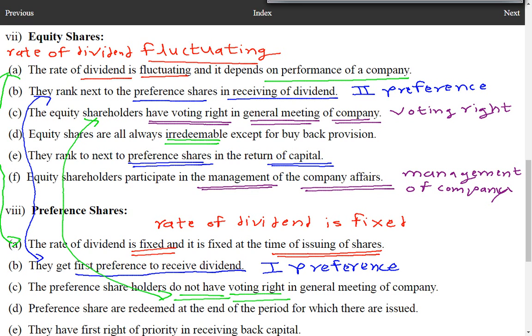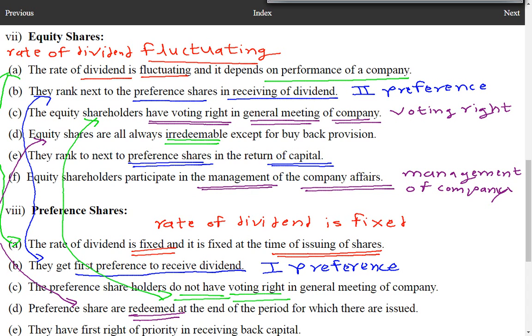Preference shares are redeemed at the end of period for which they are issued. Again, you can compare this point with this point. So equity shares are irredeemable, whereas preference shares are redeemed at the end of period for which they are issued.